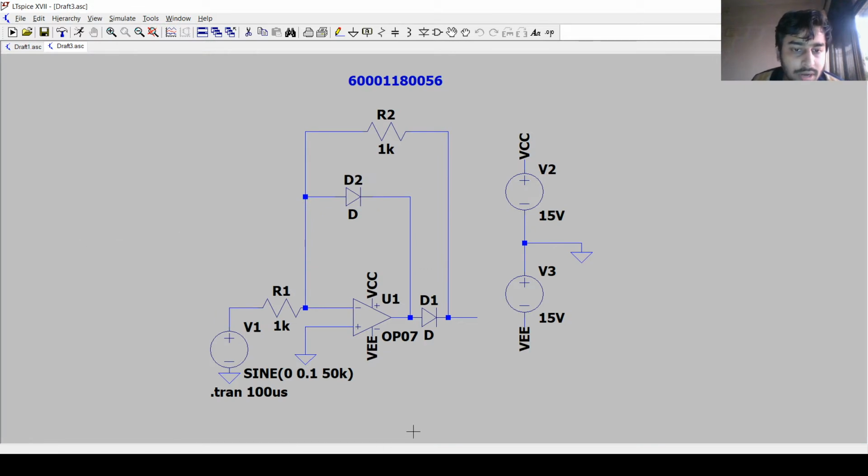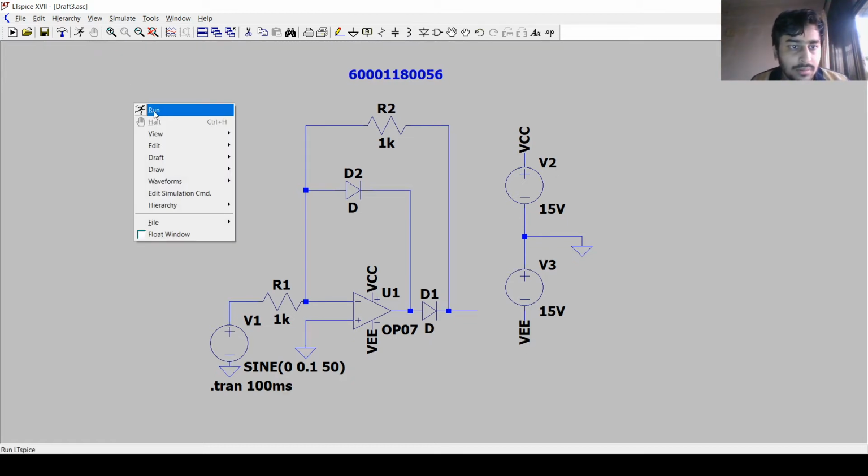This is the circuit for the modified half wave rectifier, and we have applied the sinusoidal input voltage to the negative input terminal, and we have used two precision diodes. When this voltage is positive, this diode will be on and this will be off, therefore the output voltage will be 0. When this is negative, this will be off and this will be on, so the output voltage will have some value.